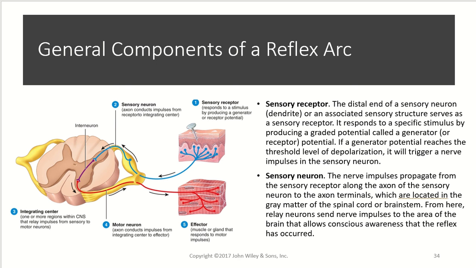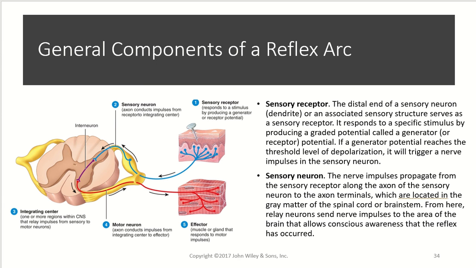So if a generator potential reaches the threshold level of depolarization, it'll trigger a nerve impulse in the sensory neuron. So the second component of our reflex arc is the sensory neuron. So this is the nerve impulse, as that nerve impulse propagates from the sensory receptor along the axon of the sensory neuron to the axon terminals, which are located in the gray matter of the spinal cord or in the brainstem.